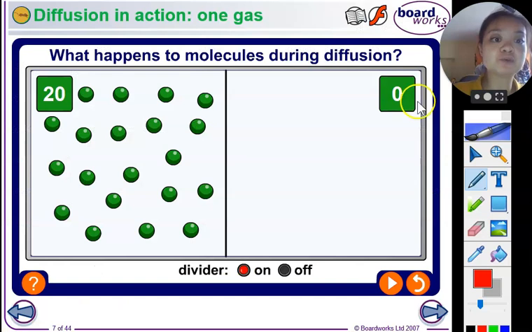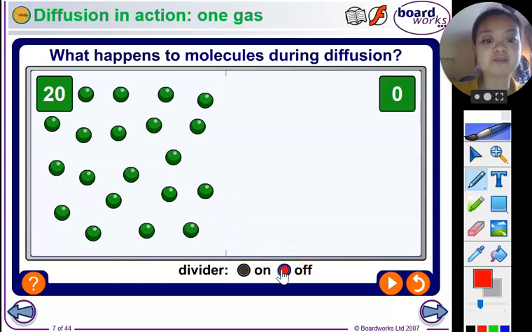Okay, so now let's move on. I would like to show you this animation. Over here, there are 20 green particles. On this side, there are 0 particles. What is in between here? This in between is like a divider. Now, I'm going to remove the divider.